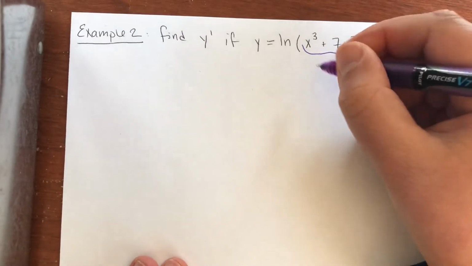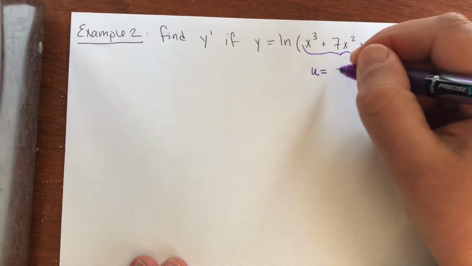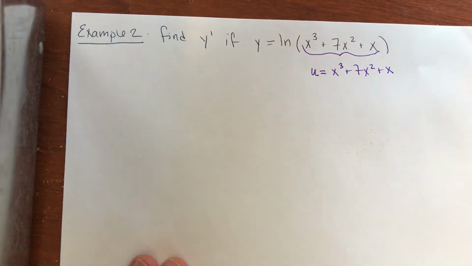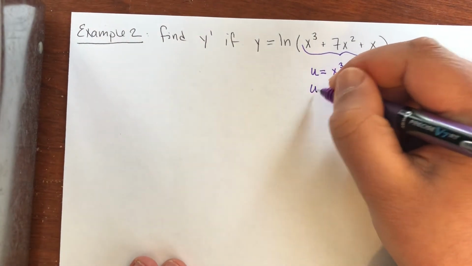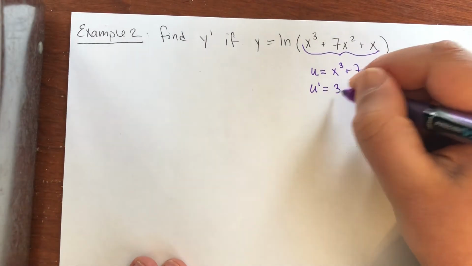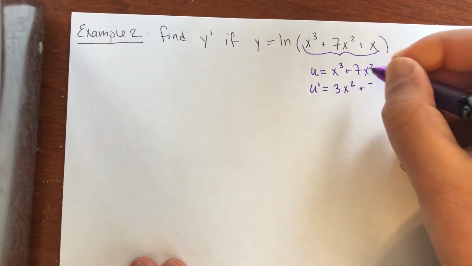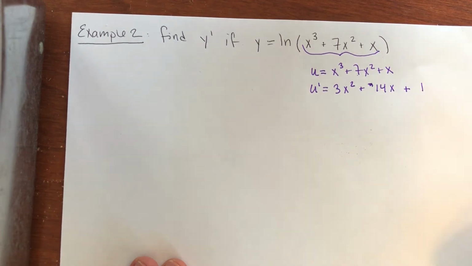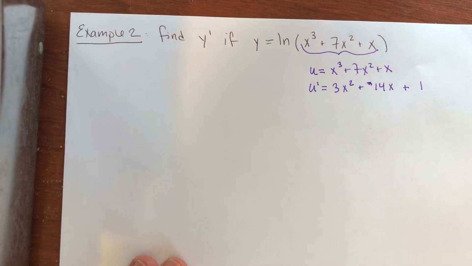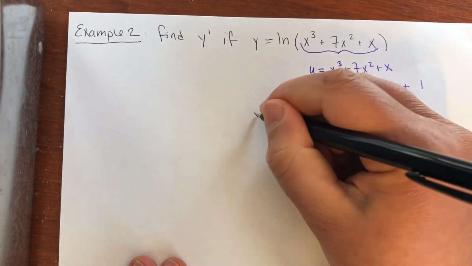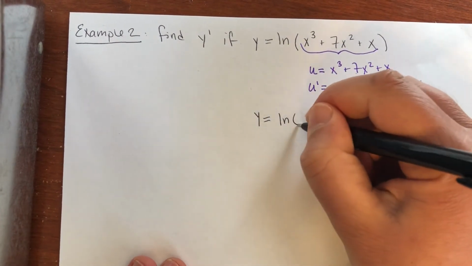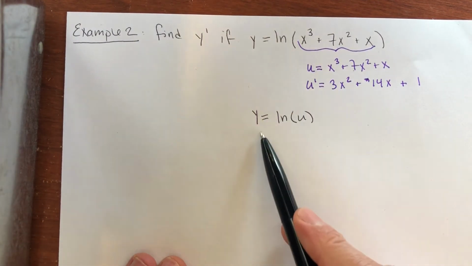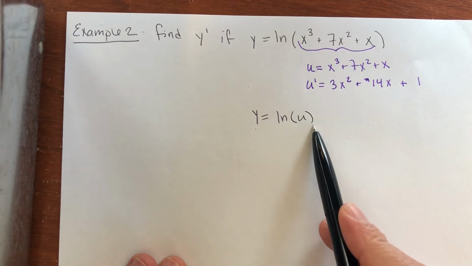So we have this inner function, this u, that's equal to x cubed plus 7x squared plus x. So by the chain rule, we would need to take the derivative of that. So our u prime is 3x squared plus 7 times 2 is 14x plus the derivative of x is 1. And now what we do is go back and rewrite your original function in terms of u. Since u is that whole polynomial, I can rewrite this as y is equal to ln of u.